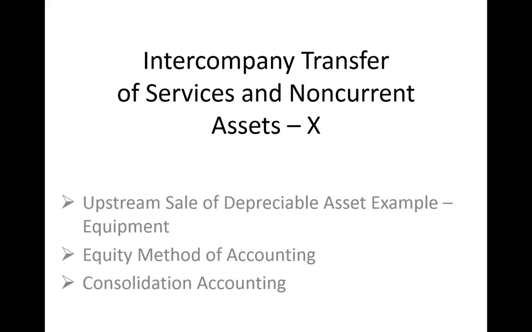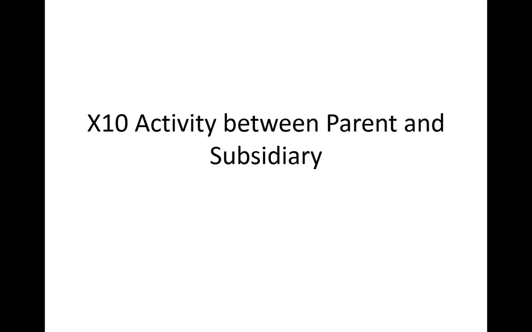Intercompany transfer of assets. Upstream sale of depreciable assets, equipment, beyond year 2. In this example, we're going to look at the equity method and consolidation accounting entries that take place beyond the 2nd year. We'll go to X10.